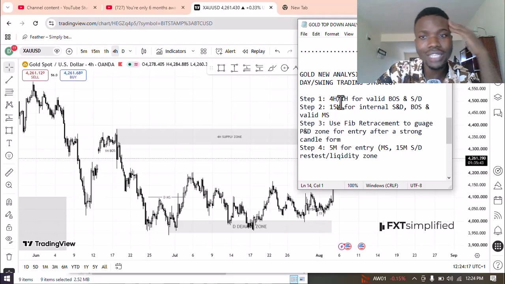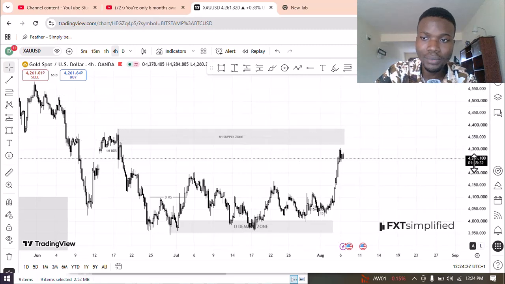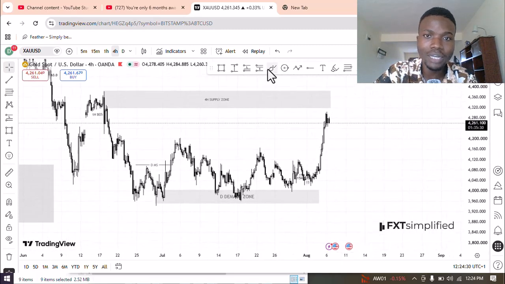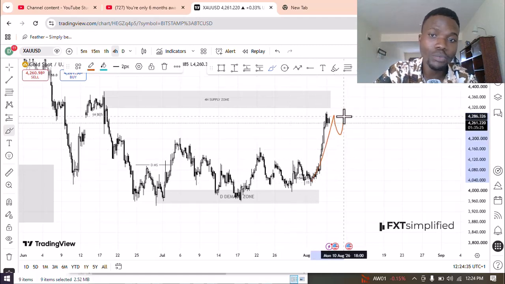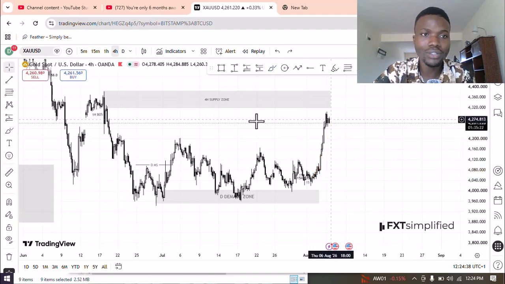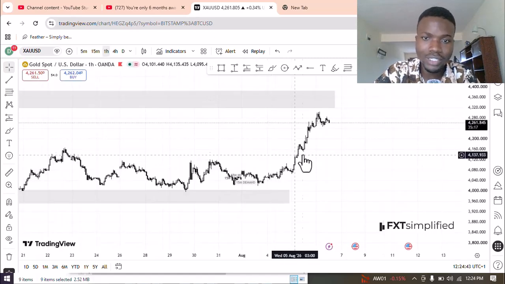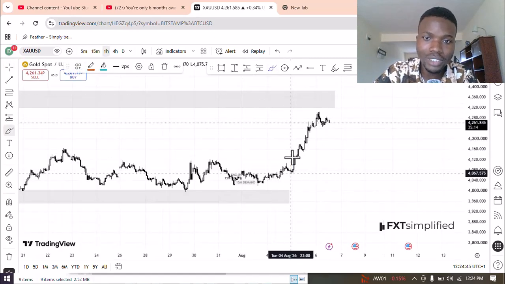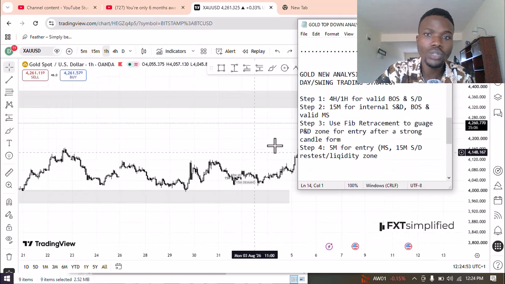So step one is look for bias, either from 4 hour or 1 hour. This is the 4 hour time frame right now, and on the 4 hour time frame I can see that price is creating higher highs. Price is actually in an uptrend, right? Even on 1 hour as well, I can see that price is in an uptrend, because you can see that price has been creating higher highs, higher low, higher highs, higher low.